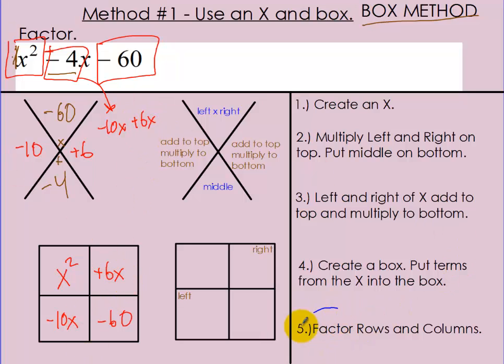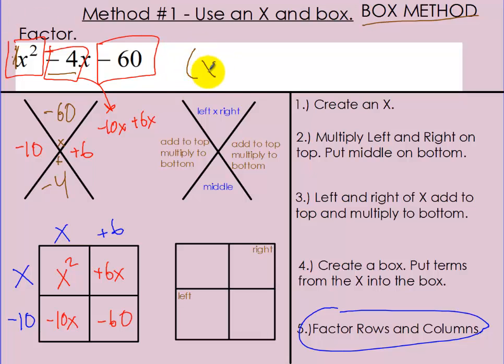Now I want you to factor out the columns and rows. Factoring out this way, 6x and negative 60, the greatest common factor is positive 6. Factoring out right here, the greatest common factor of x squared and 10x is x. Factoring out this way, the greatest common factor is x. And factoring out this way, the greatest common factor is negative 10. So our two factors are the column and row right here, or x minus 10 times x plus 6.